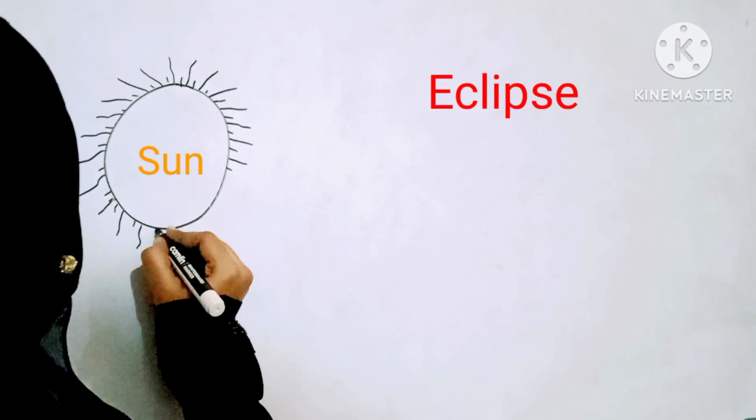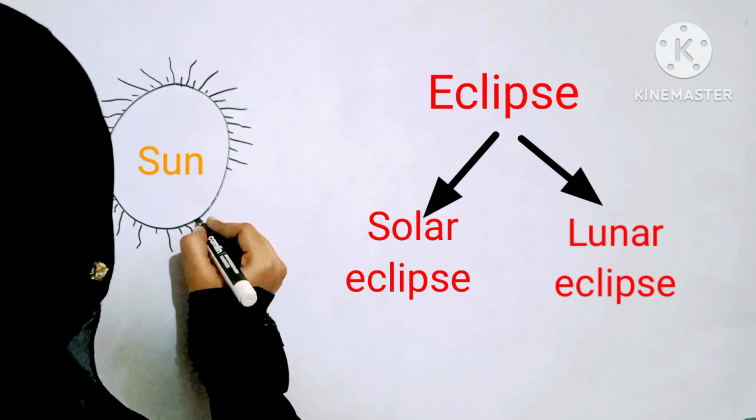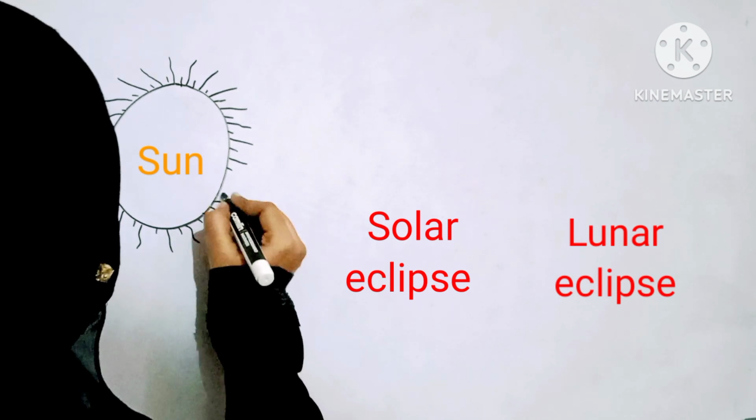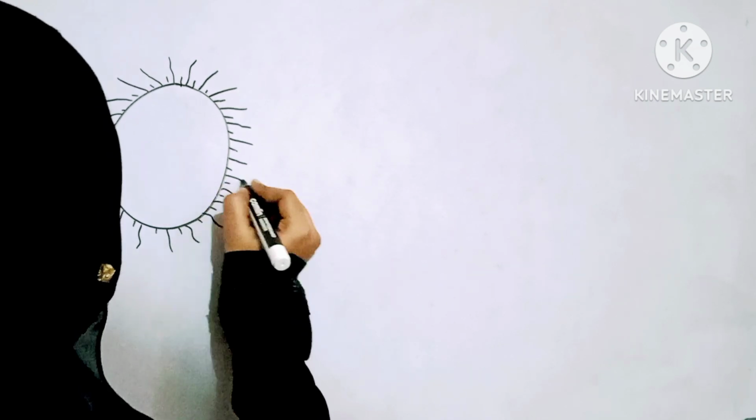There are two types of eclipse, that is solar eclipse and lunar eclipse. Let us study briefly about it.